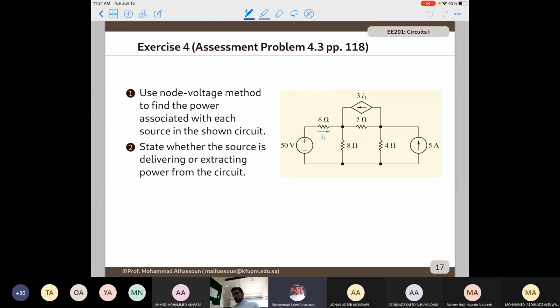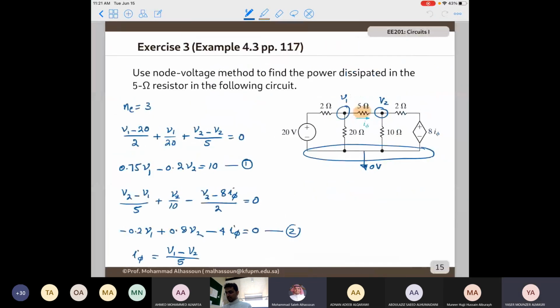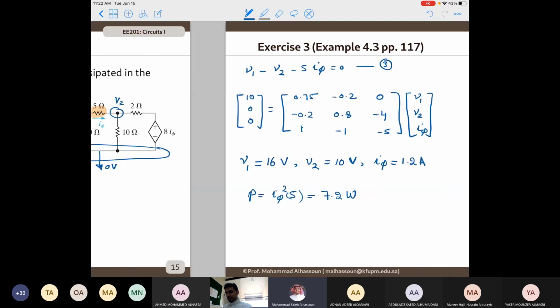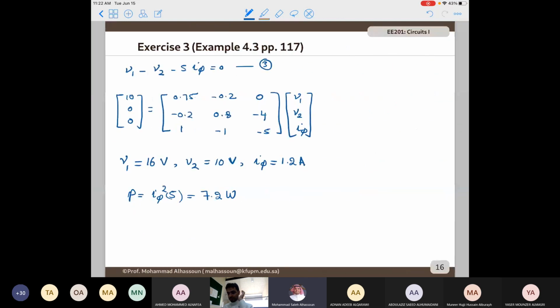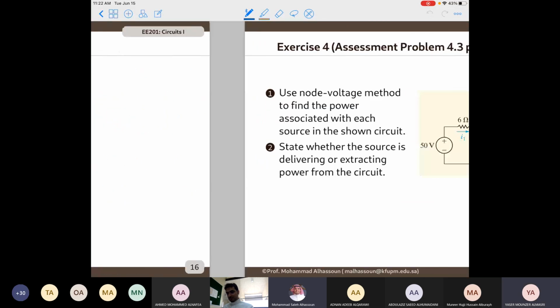Okay, so let's try to solve. Yes, sir. I did not really get how you wrote the third equation in the matrix. Okay, you agree with me on this equation, right? Yes, I agree. If you multiply both sides by 5 and move the term with I phi to the right-hand side, you should end up with this equation. Yes, thank you.